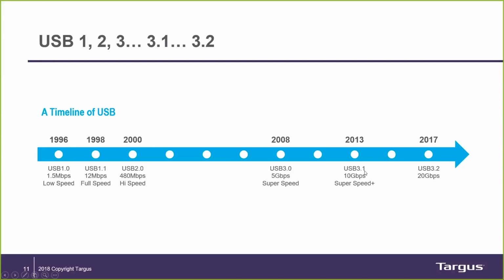USB 3.1 Gen 2 goes to 10 gigabits per second, and that's called super speed. And then we renamed USB 3 to USB 3.1 Gen 1. Not really shown on this chart, but that's the name for this.